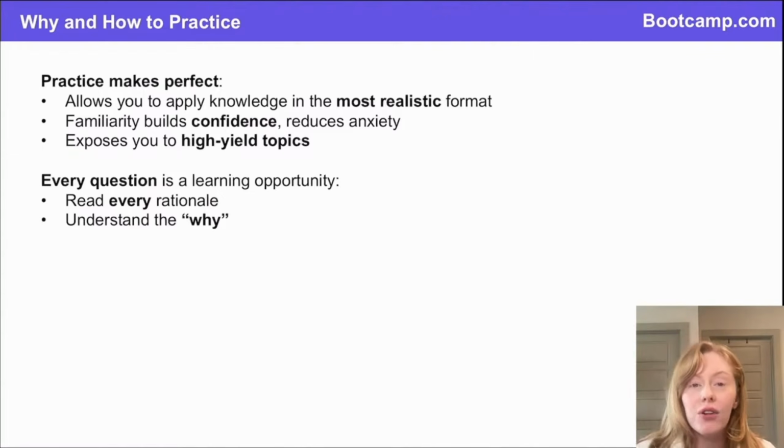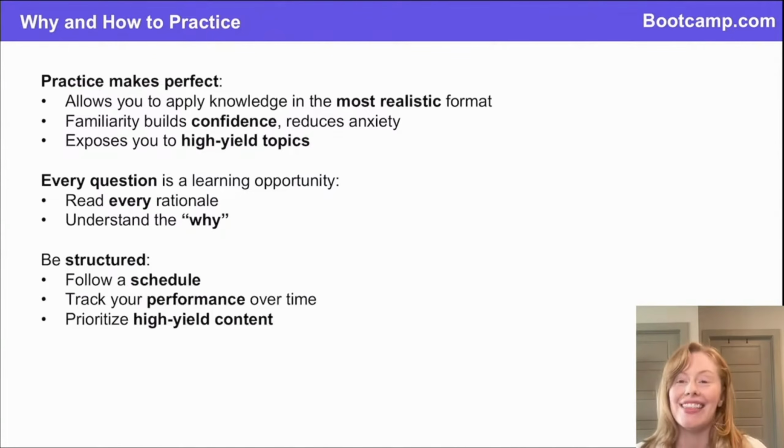And remember that every question is a learning opportunity. So whether you get it right or wrong, that rationale is there for you to understand the why. Why did I get it right or wrong? Why would this answer have been incorrect? So we encourage you to take the time to read the rationale for every item that you answer, and then you can even use our tagging system to keep track of the ones that you know you need to review a little bit more.